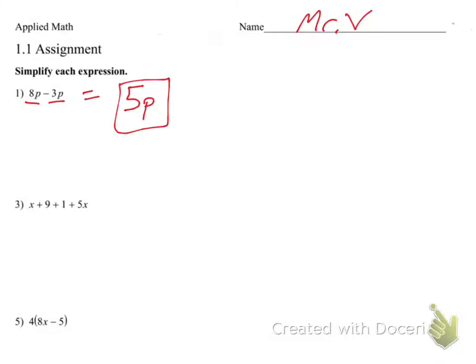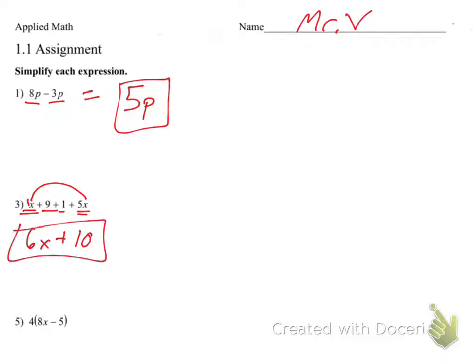For number 3, I'm going to combine the similar terms, or like terms, so 9 and the 1 are similar, and then the x and the 5x. So if I combine the 5x and the 1x here, I would get 6x, and then I have a positive number, and so 9 plus 1 is 10, so it'd be 6x plus 10.